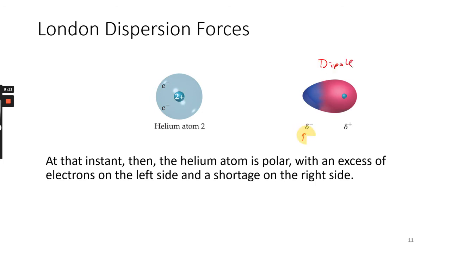Well, remember, this means partial negative, and this is partial positive. So this is negative over here because the electrons are over here, and this side is positive because the electrons are missing. Okay, remember when we draw our dipole, we use an arrow, where this is on the positive side, and the arrow points to where the electrons are spending most of their time. So at this instantaneous moment in time, helium is polar.